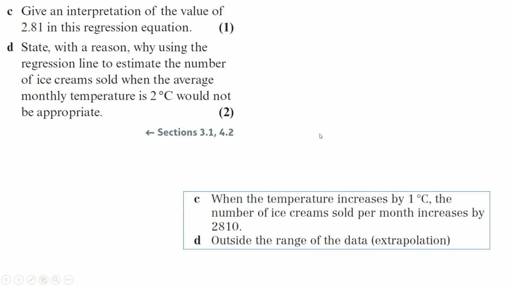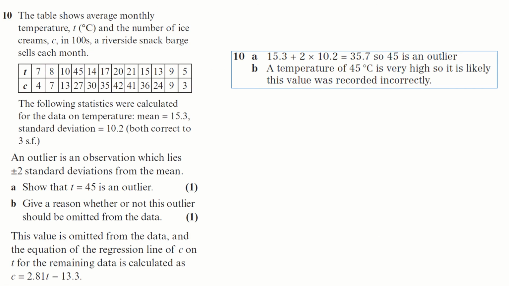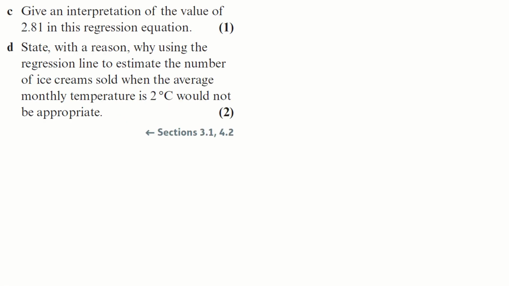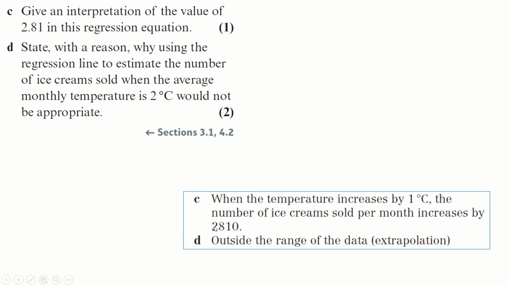So let's just check our answers. Extra 1 degree. Okay, 2.81, hundreds of ice creams. 2.81 times 100, 281. I'm not sure I agree with that one. I think it's 281 extra ice creams, but let's just check. Yeah, it's definitely hundreds of ice creams, so I think the book's wrong in that case, and it's an extra 281 ice creams. Then the next one, outside the range of data, extrapolation. Yes, we got that right.